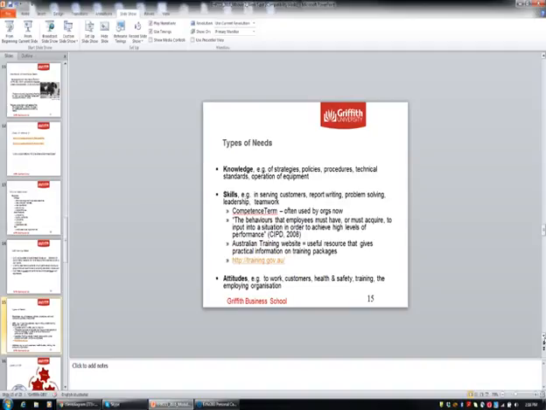And the other one is attitudes. So attitudes to work, to customers, health and safety training, and the employing organisation. So obviously we want people in an organisation to feel positive towards it, but you can have troubles with customers. Sometimes if we have biases or prejudice against certain types of people, that can come through in how we interact with our customers.